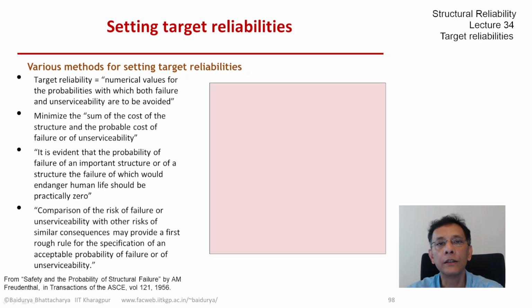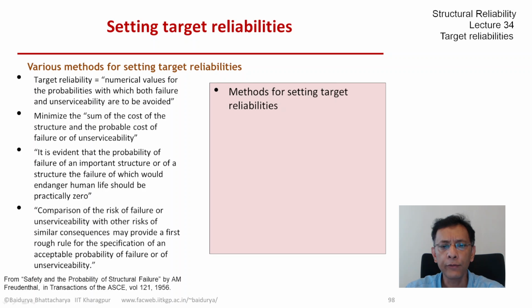match between the computed probabilities and the actual failure probabilities, that they cannot be compared on the same basis, in other words, that led Freudenthal to say very clearly that until we are ready for that, we should be able to make an indirect comparison, and so if we know probabilities of failure with similar consequences, that could be the basis of setting target reliabilities.